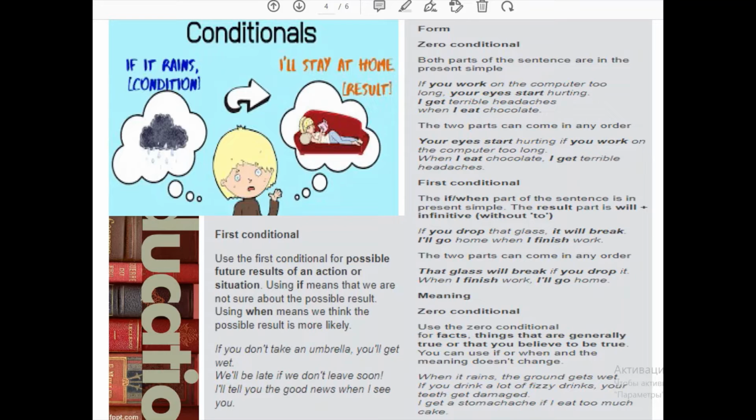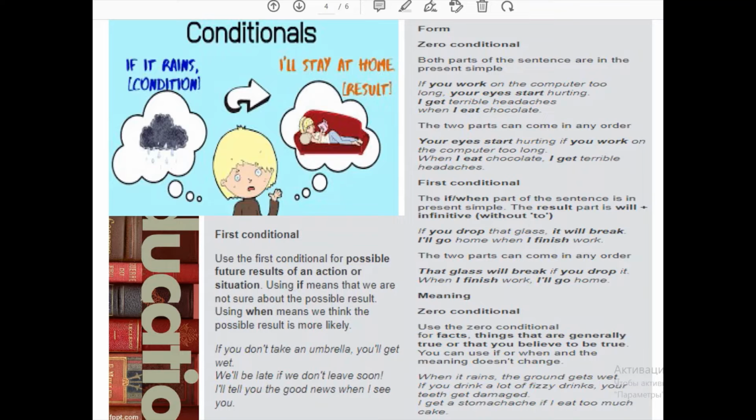Zero conditional. The zero conditional uses if and when plus present simple and present simple. First conditional. The first conditional uses if or when plus present simple and will plus infinitive. Do not forget, without to. So you need to take a note.